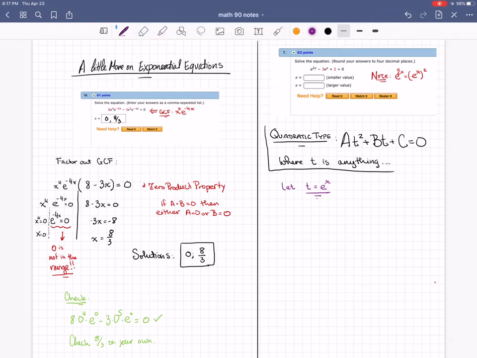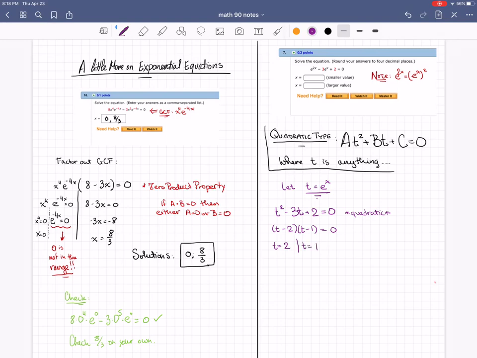So we have e to the power 2x, that's t squared, minus 3t plus 2 is equal to 0. This is a quadratic equation. Not only is it a quadratic equation, it's one that we can use factoring on pretty nicely. T squared minus 3t plus 2 factors into t minus 1 times t minus 2. So the two options are that t is 2 or t is 1.